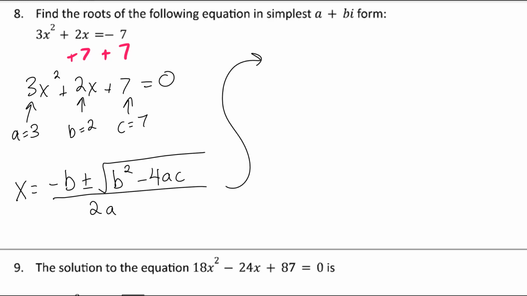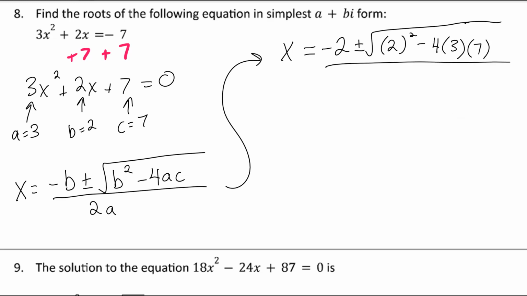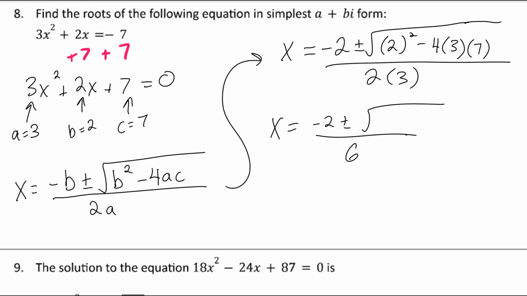So, if I start plugging in, x equals -b, which is 2, plus or minus the square root of b squared minus 4ac, all divided by 2 times a. Now, this is mostly a calculator problem. I know 2 times 3 is just 6.